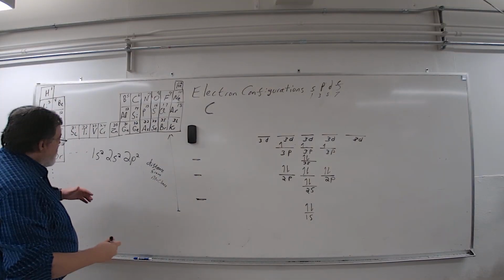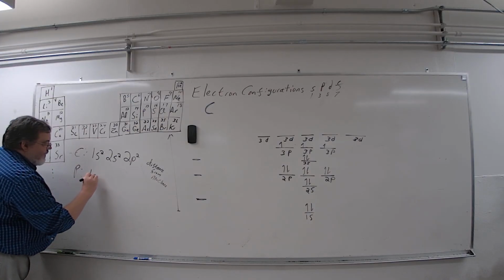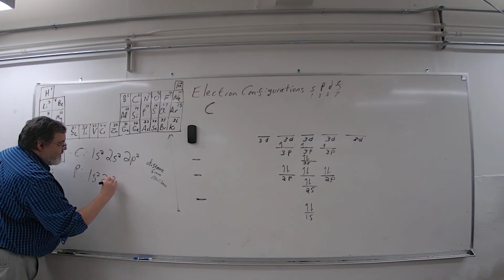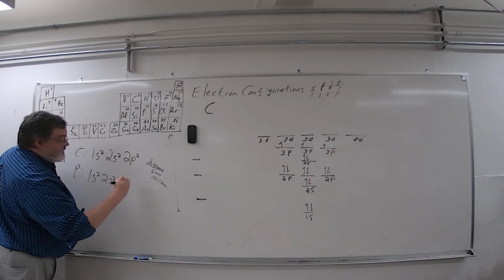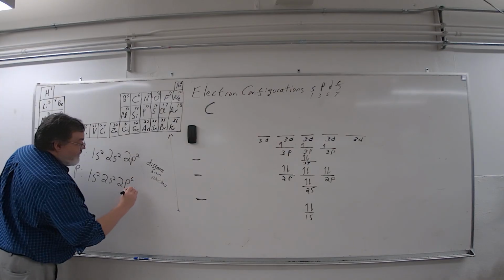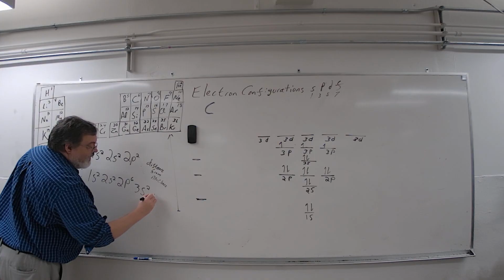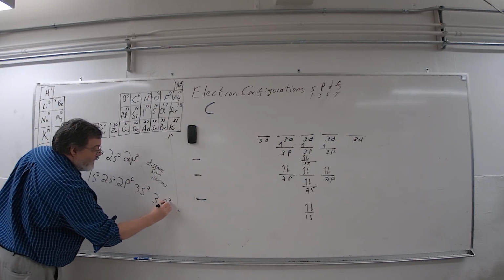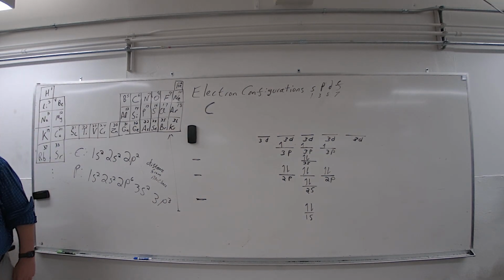The other way is this way. This was carbon. If I did phosphorus, I do 1s, 2, 2s, 2. 2p is next, and there's 6 in that. 3s is next, and there's 2 in there, and then 3p, and there's 3 in there. So there's another way to represent the electron configuration of phosphorus. You with me?